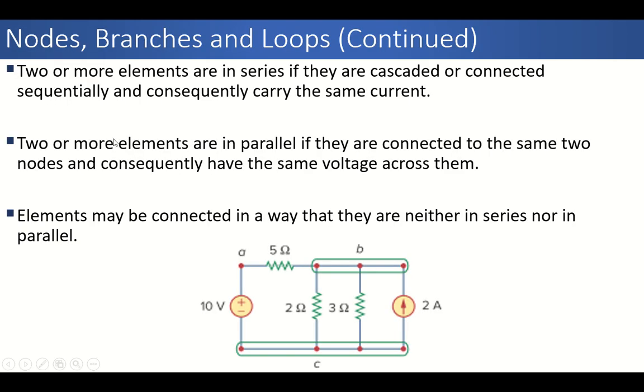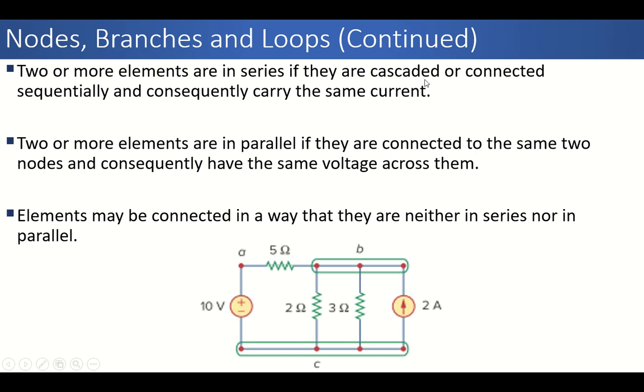So let's continue. Two or more elements are in series if they are cascaded or connected sequentially and consequently carry the same current. Generally, we identify the components in series and parallel. It gives us enormous help in the equations solution or circuit solution. So how can we identify these elements in series?